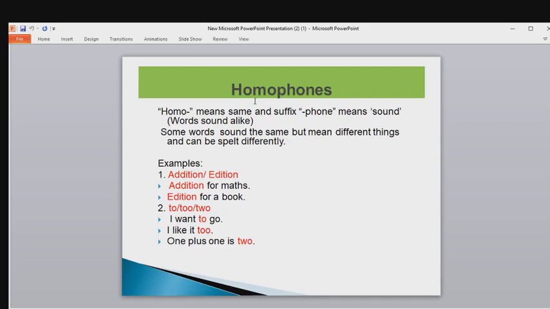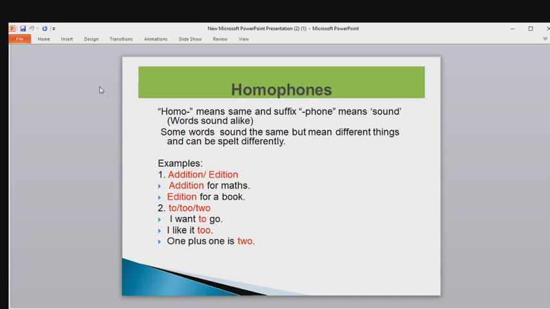So what are homophones? Homo again means same, and the suffix phone here means sound, meaning words that sound alike. We pronounce them in the same manner. Some words sound the same, but they have different meanings. They are different things, and even their spellings can be different. So as I told you earlier, those homonyms can be called homophones, which have similar pronunciation. Phones means sounds. They have similar sounds when we pronounce them, but they have different spellings and different meanings.